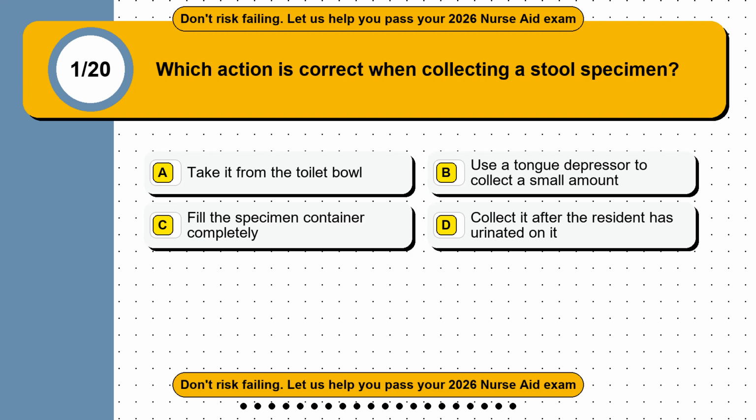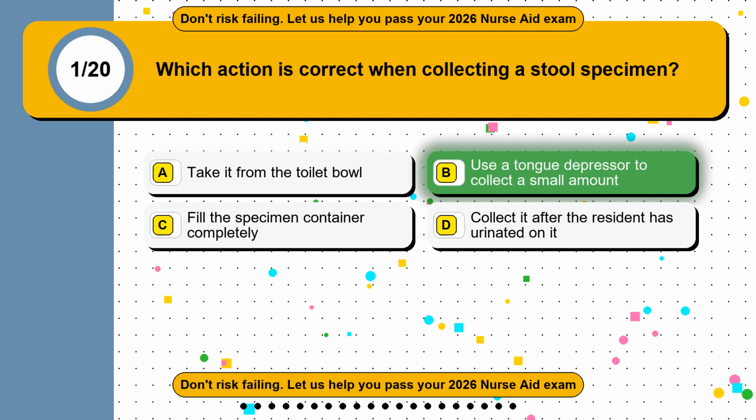Question 1. Which action is correct when collecting a stool specimen? Option A. Take it from the toilet bowl. Option B. Use a tongue depressor to collect a small amount. Option C. Fill the specimen container completely. Option D. Collect it after the resident has urinated on it. The correct answer is option B. Use a tongue depressor to collect a small amount.